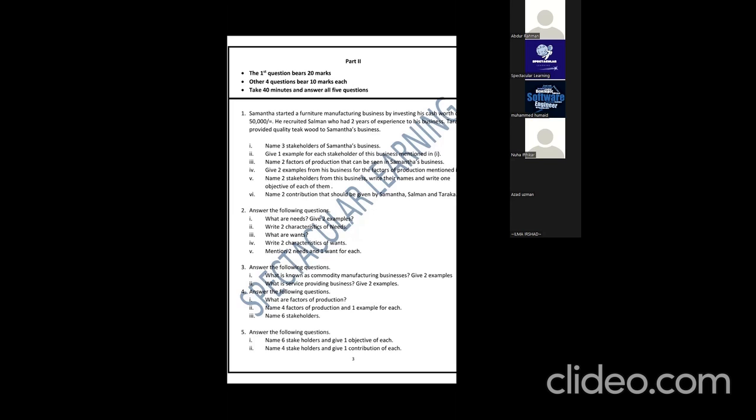Suppliers, obtaining money without delay. Okay, and in chat I got the customer, getting goods at reasonable price. Okay, then now the other question, name 4 stakeholders and give one contribution of each. Employee, being productive. What is the contribution? Being productive.